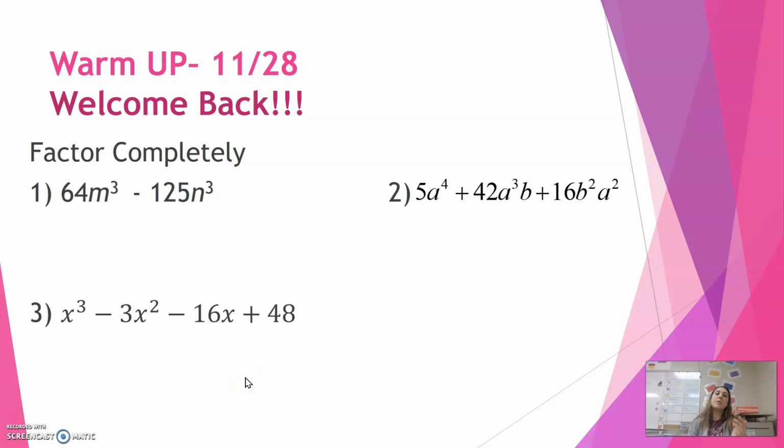All right, functions, today we came back and this is what we worked on. So what I would like you to do is hit pause. I would like you to practice these warm-up problems. These are things that are going to come up throughout this entire unit.